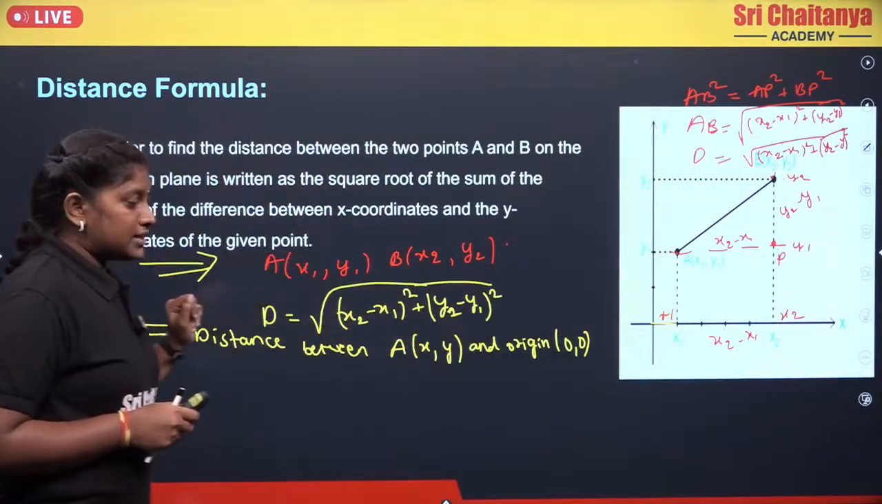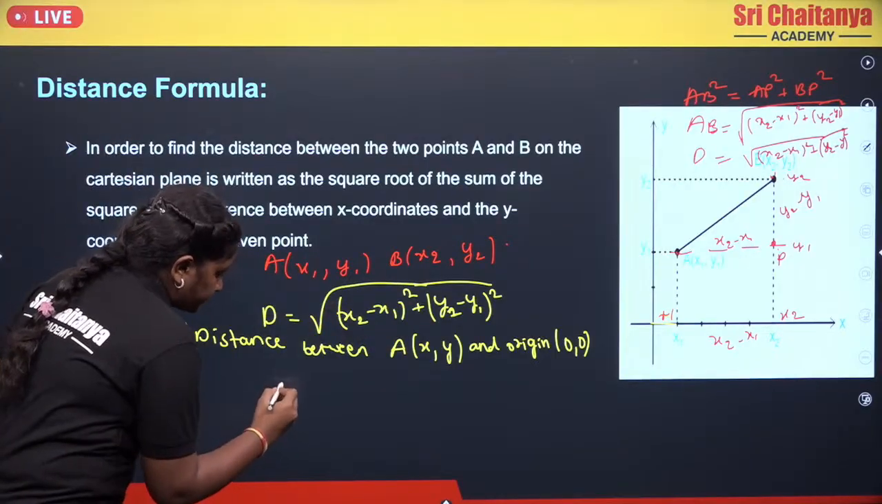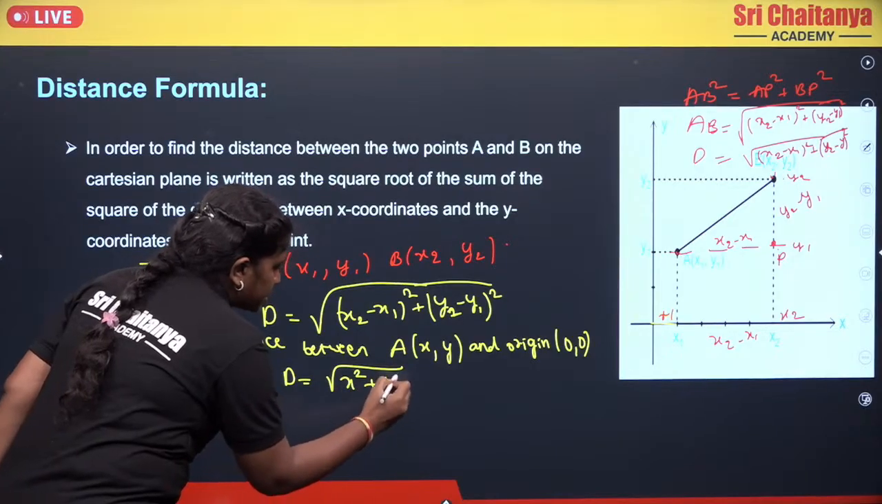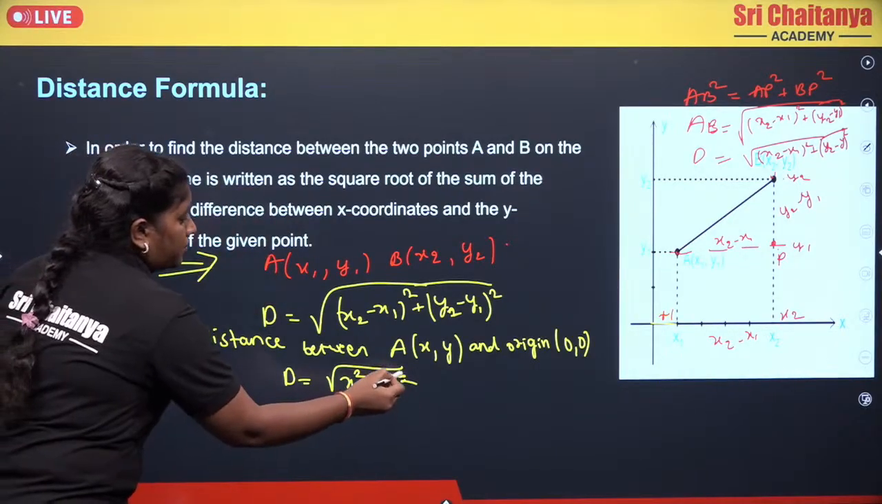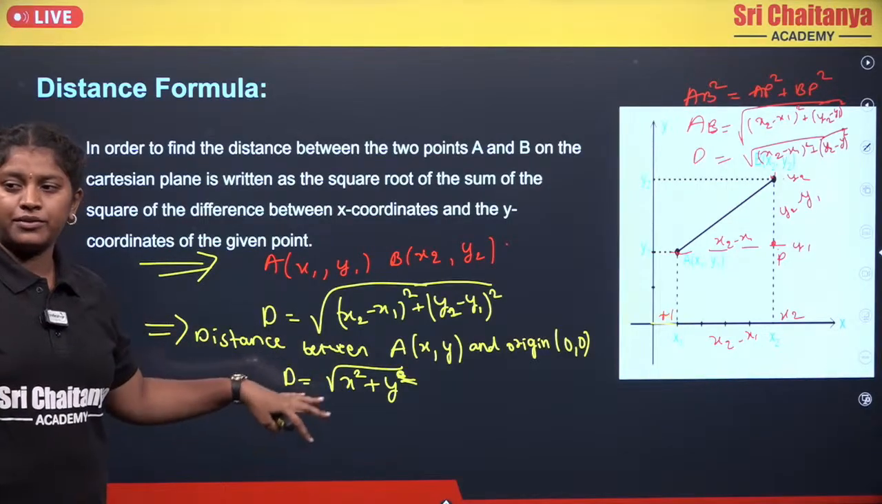So now the distance between the two points, between a point and the origin, will become root of x square plus y square. Okay. So what we will be having? We will be having the root of x square plus y square.